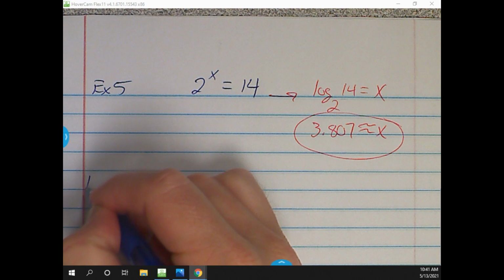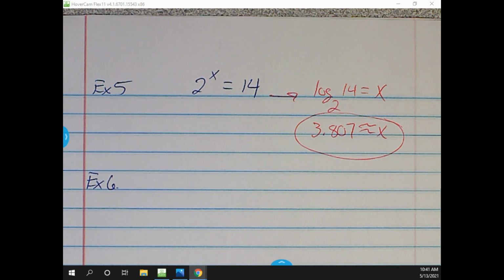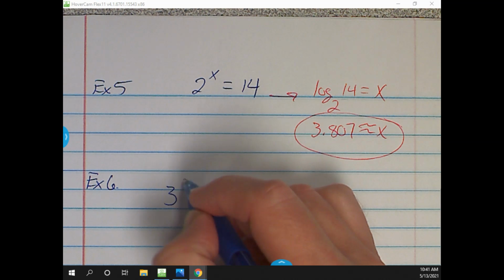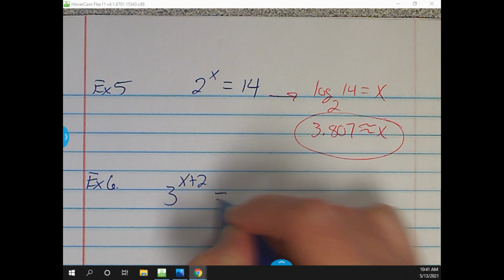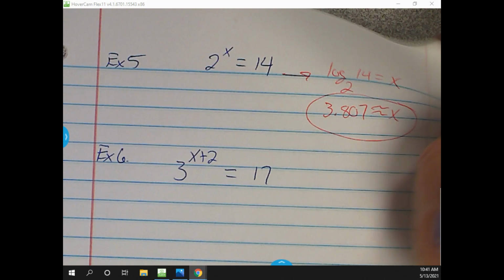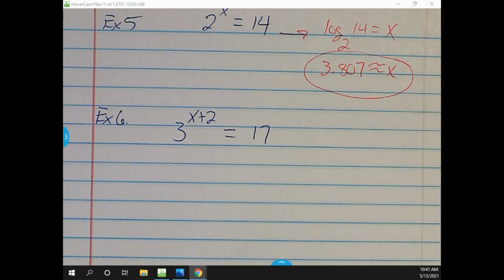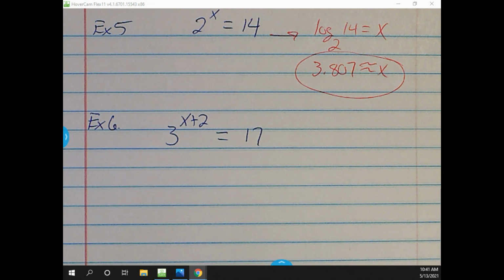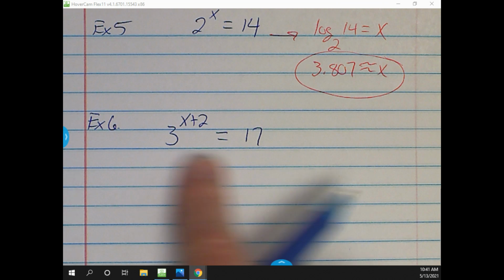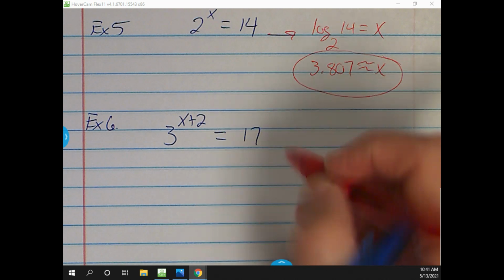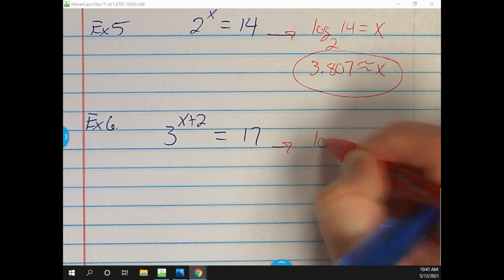All right. They may also give you some where you have a little bit more in your exponent to work with. Maybe that you have 3 to the x plus 2 power equals 17. And again, there's no power of 3 that'll get you to 17. 27, yes, but 17, no. So this one, you only have one option. You have to rewrite this problem.